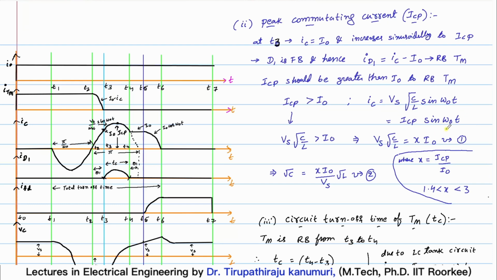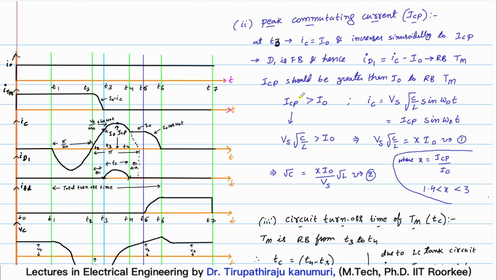So this is the value of IC. So at the peak value what will be there? Vs into square root of C by L. So that I have substituted here, Vs into square root of C by L. This should be greater than I0. Or otherwise I can equate them by multiplying with some constant x. Or otherwise I can tell that x is the ratio of LHS by I0.